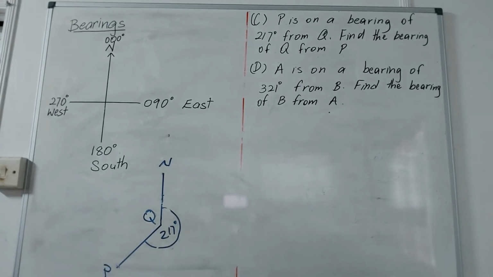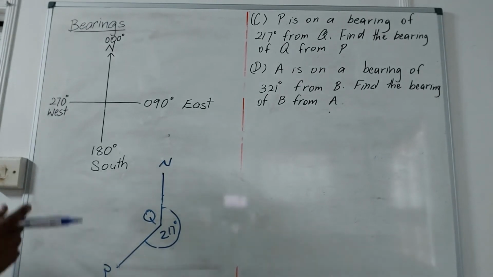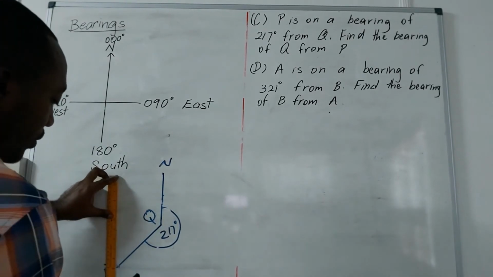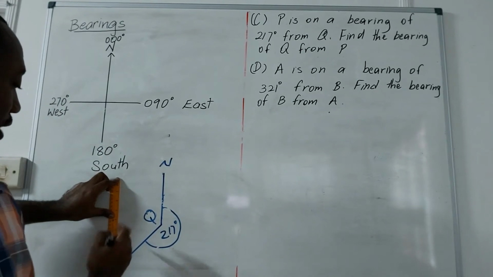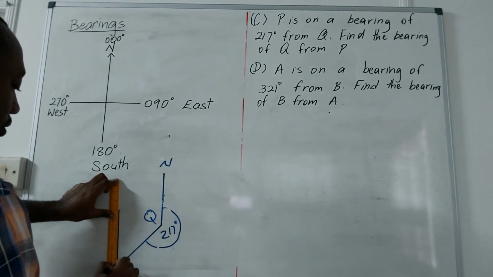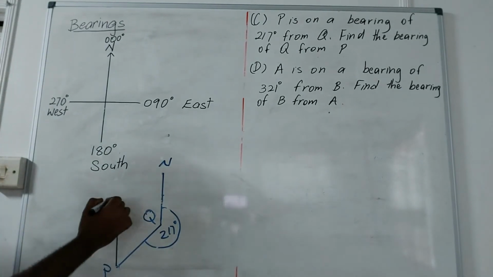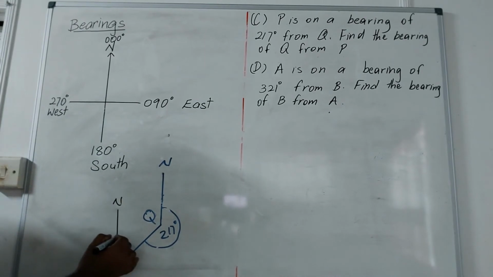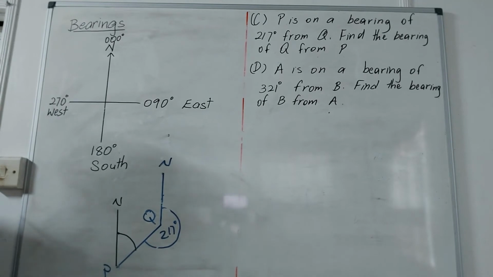Alright, so now the question asks, what is the bearing of Q from P? So P now becomes our starting point, and we have to find that bearing to Q. So again, remember, always draw your north line first. So the north line is there. What we want to find, the bearing of Q from P, is this portion here. So how do we do that?